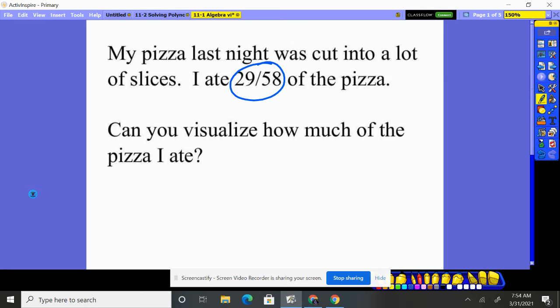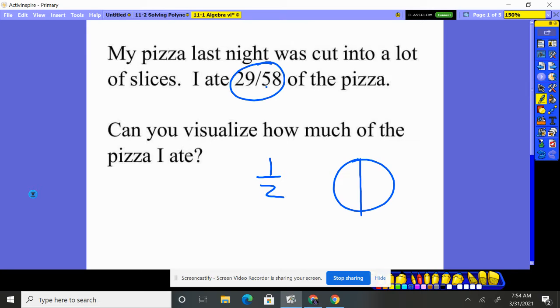Okay, well, let me reword that. Last night I had a big, large pizza. It was delicious, and I ate half of it. Is that easier to understand? Yeah, because there's Mr. Pizza. It doesn't matter. Boom, you ate half. 29.58 is the same as a half.